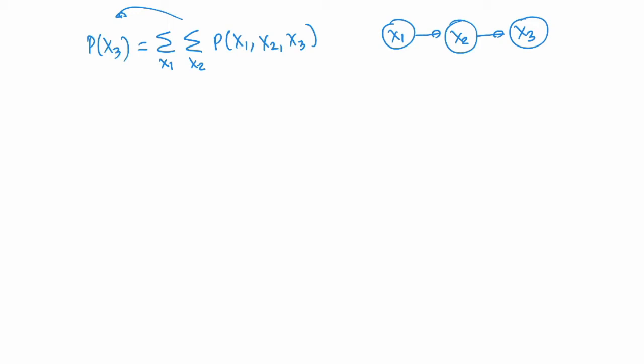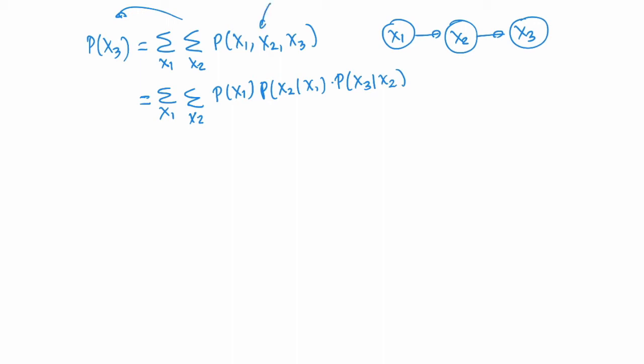And as we come from here, we can rewrite this using the chain rule for the Bayesian network as the probability of x1 times the probability of x2 given x1 times the probability of x3 given x2. And as we do that, okay, we're going to avoid building a table as large as this.